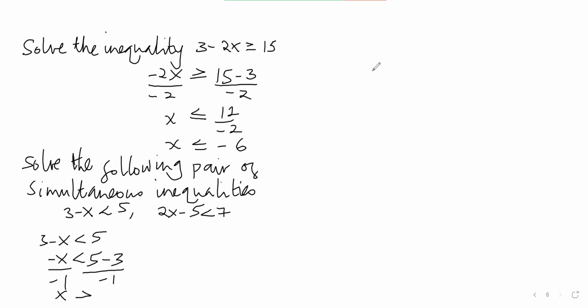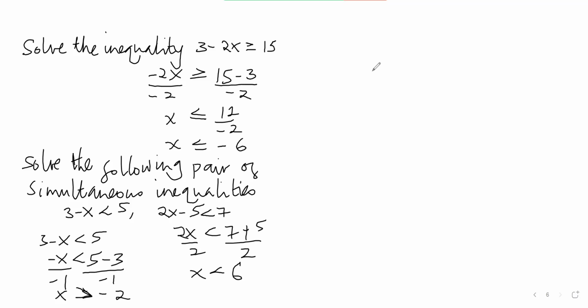We have x will be greater than minus 2. Remember, we are reversing the sign because we are dividing by a negative. Then you have 2x is less than 7 plus 4. Then we divide this by 2. X will be less than 12 divided by 2, which is 6.